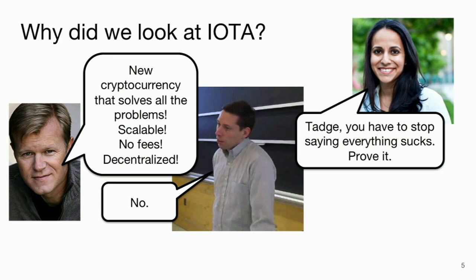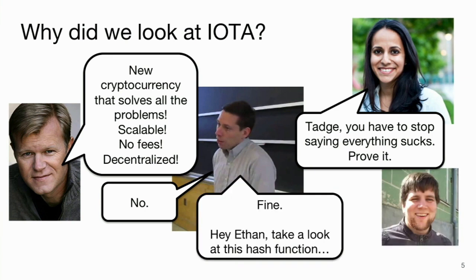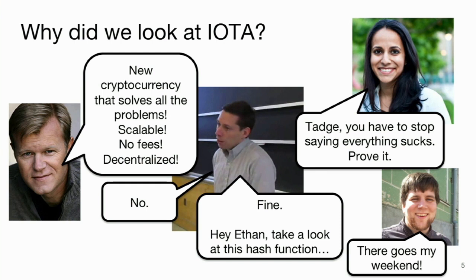And he went off and he looked at the code. And one of the first things he noticed was the custom hash function called Curl. Tadge was having lunch with my colleague Ethan, who's going to come up for the rest of the talk soon. And Ethan enjoys breaking hash functions for fun. So he showed Ethan this hash function, and Ethan was delighted and responded, there goes my weekend.